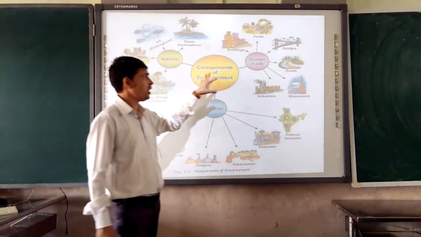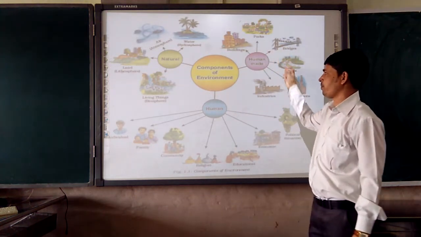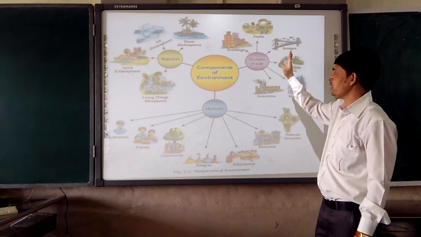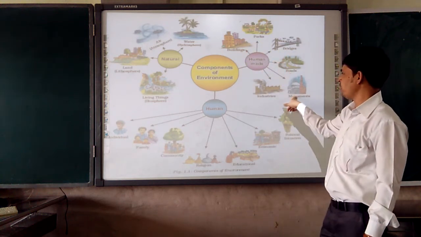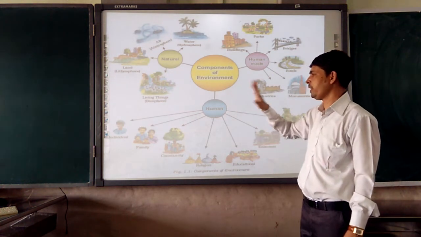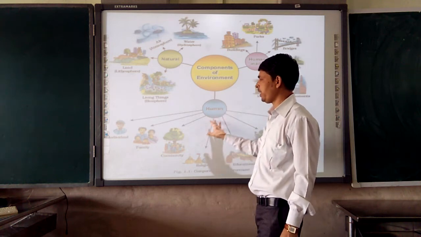Moving further, what are the components of human-made environment? You are free to write any one. You can add and you can delete also. Like the building, park, bridge, road, monuments and industries. You can add upon that and you can delete that. What are the components in the human environment?